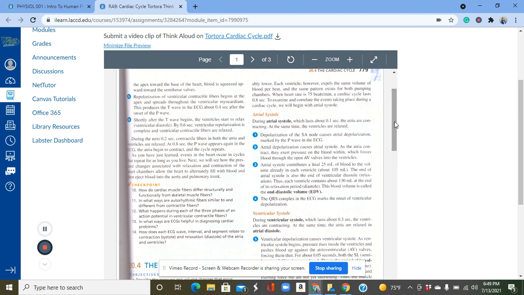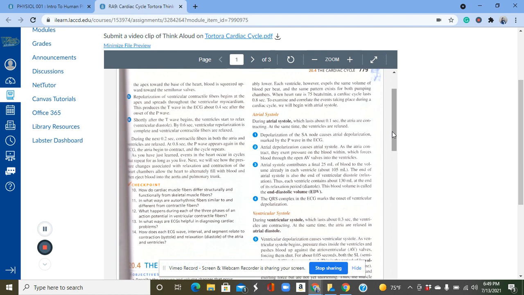Okay, so moving on to the atrial systole. During atrial systole, which lasts about 0.1 seconds, the atria are contracting. At the same time, the ventricles are relaxed. Number one, depolarization of the SA node causes atrial depolarization, marked by the P wave in the ECG. Number two, atrial depolarization causes atrial systole.